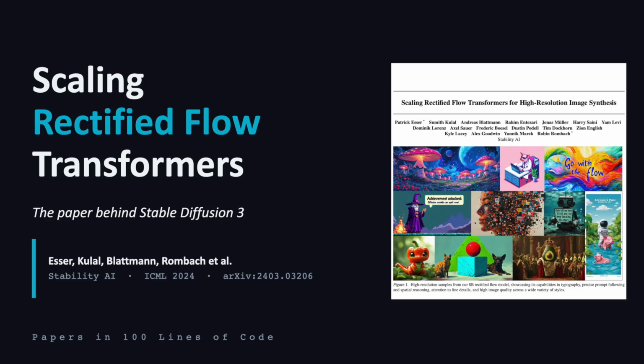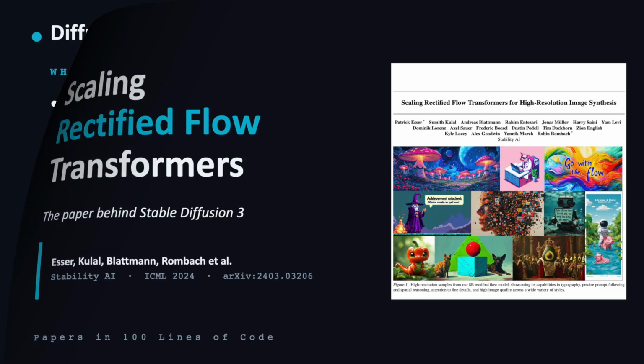Most people think Stable Diffusion 3 is just another diffusion model. It isn't. It's built on a formulation called rectified flow, which connects noise and data with a straight line instead of a curved one. Today's paper is what made that finally work at scale. The training fix, the architecture, the scaling result.